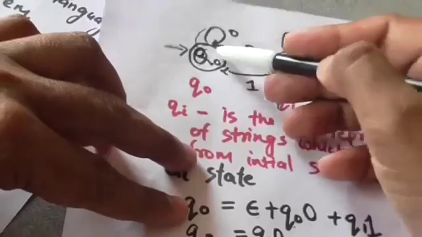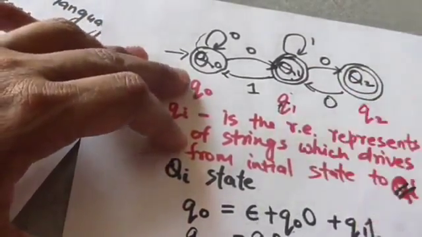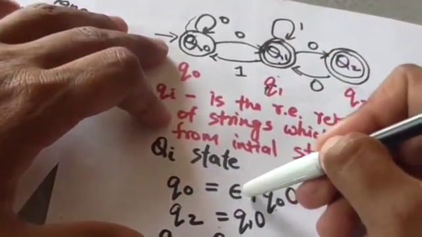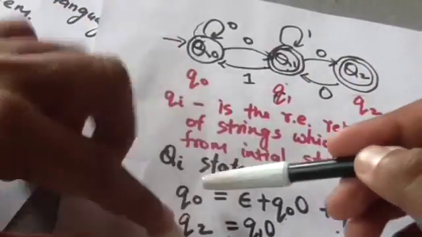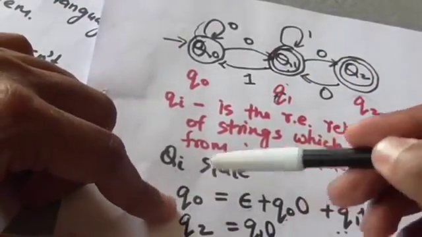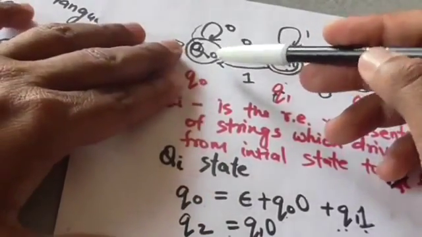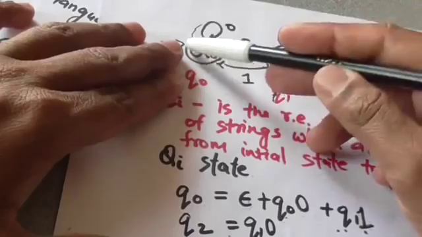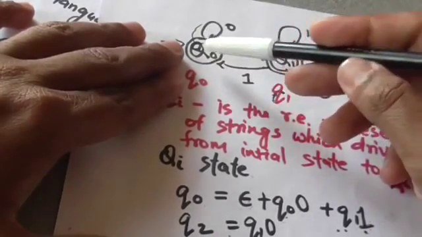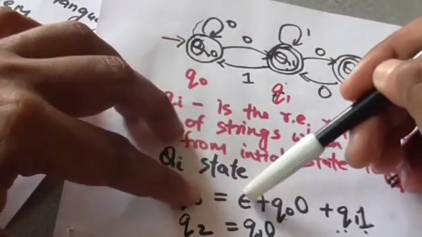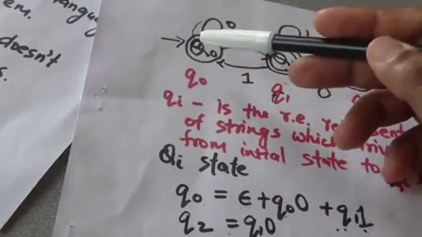Now see this initial state Q0. Now see, regular expression epsilon also represents the set of strings which drive the machine from the initial state to state Q0, because Q0 is the initial state of this finite automata. So even if we don't apply an input symbol, the machine will stay in state Q0. It means without reading any input symbol, the machine will jump from its initial state to state Q0.